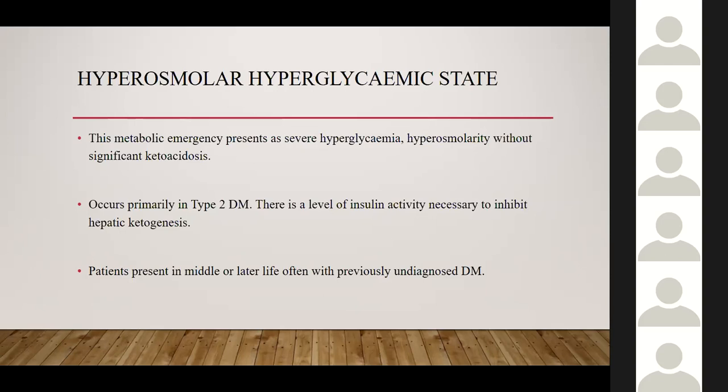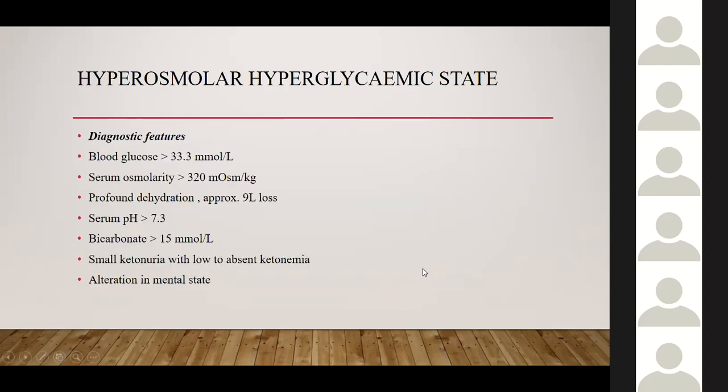Usually these are patients who present in middle or later life, who we haven't told they are diabetic. So your type 2 DMs who maybe have poor lifestyle modification and whatnot, then they just rush them in and you check and it's high, and that'll be the first time they're told they have diabetes.